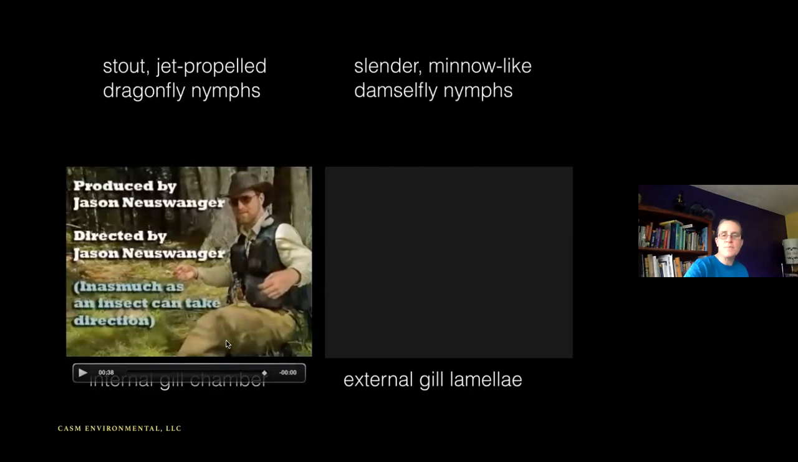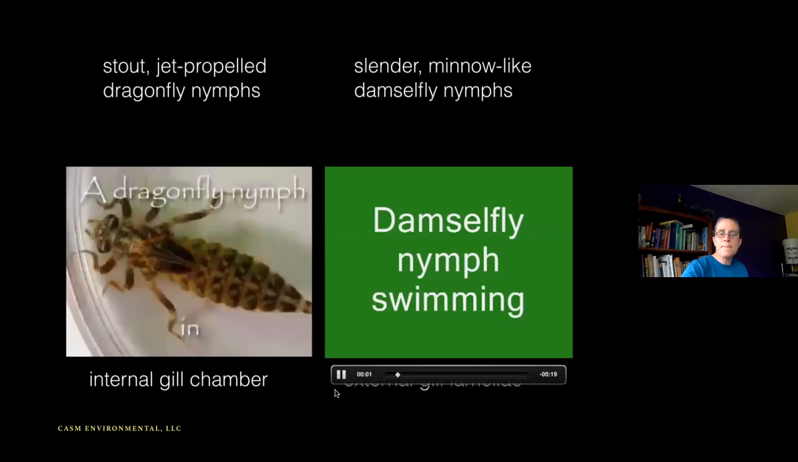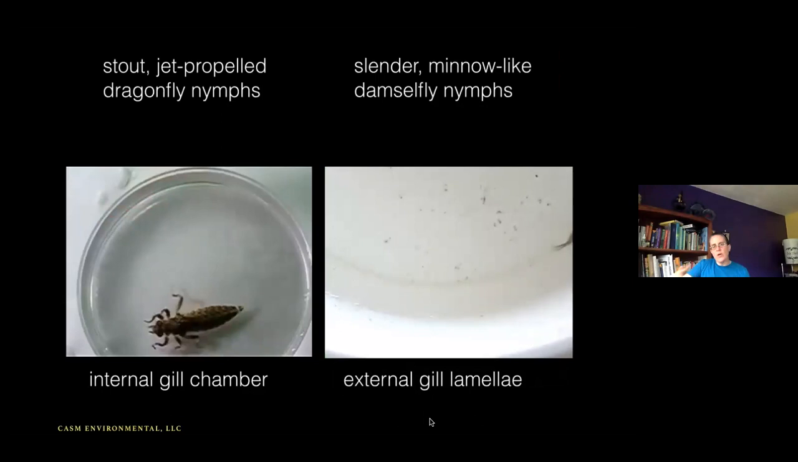Now, whoops, let me go back one here. With the damselflies, you can see that the body is more slender. They wiggle their abdomen when they swim, a little bit like a fish.